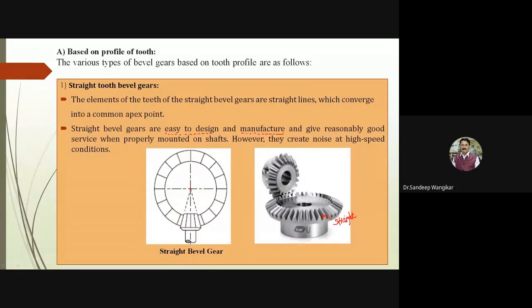So if you compare this with our straight tooth bevel gears, here again the teeth are cut straight. The teeth are straight lines. They converge at a common apex point. They are easy to design, easy to manufacture, and reasonably they offer good service if we mount them properly. But they create noise at high speed. This is also required to keep in mind. This is the drawback or limitation of this particular gear tooth. So this is about the straight tooth bevel gear.